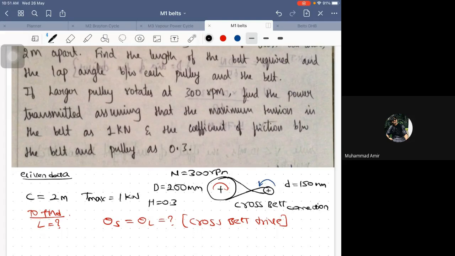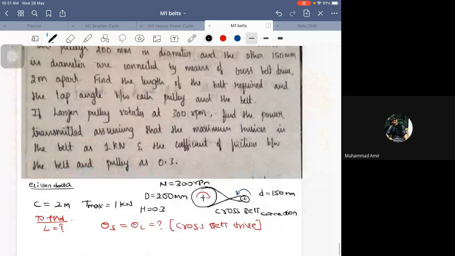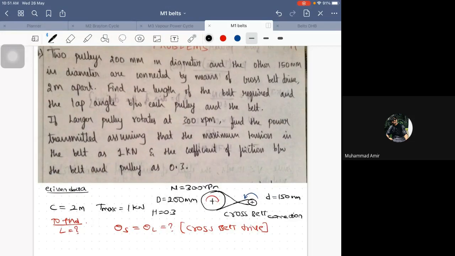Anything else I have missed? Any parameter I did not write? Have I taken care of all the parameters mentioned in the problem as given data? Yes. Shall we start the solution? Solution. Okay.